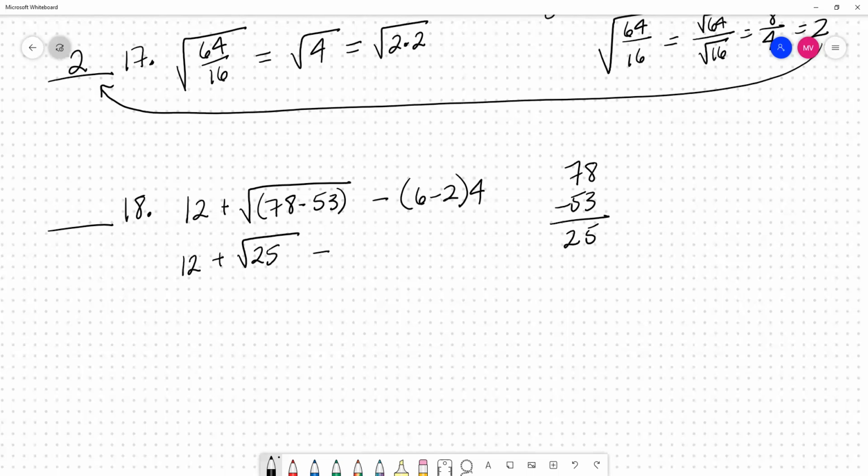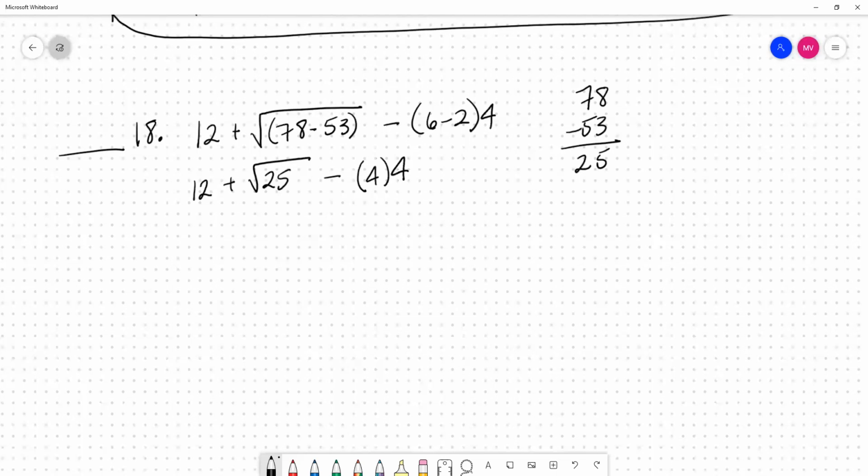So let's do this next one. What's 6 minus 2? Minus 2 is going to be 4. Okay, 4 times 4. Now, we do exponents, which means we also do square roots before we do multiplication and division. But we can still kind of do them all at the same time a little bit. So let's leave our 12 here. What's the square root of 25? What times itself equals 25? Right. And what's 4 times 4? I'm just going to throw that in there.